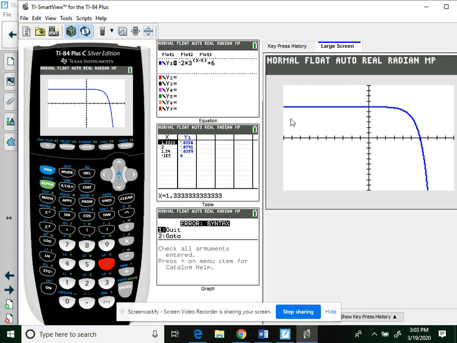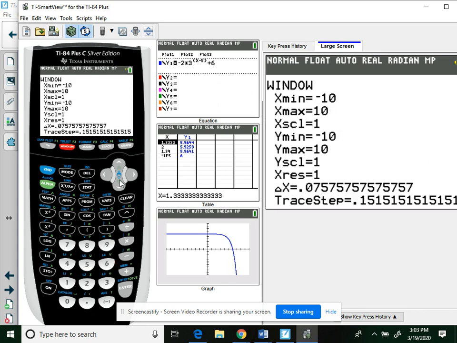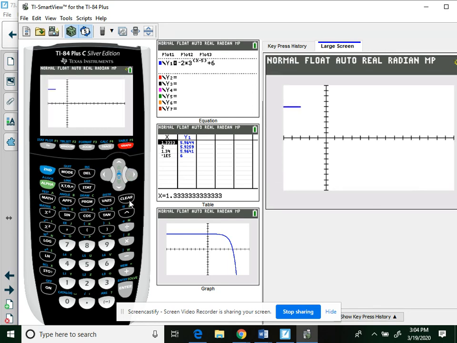So, like that fraction, it looks like it's going down forever. Let's change this window a little bit. Let's go a little farther to the right. So, let's make the max 15 and the min negative 5. How that changes it. So it looks like it's not going to pass 1, 2, 3, 4, 5, 6. It looks like it's not going to pass 7.